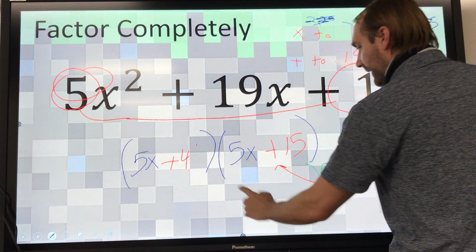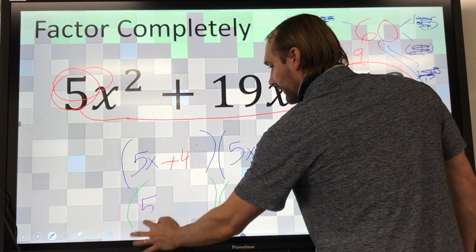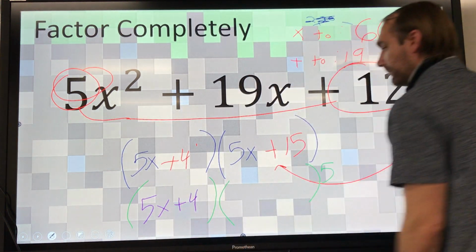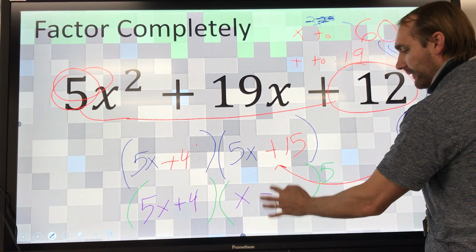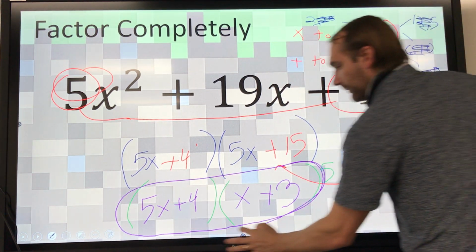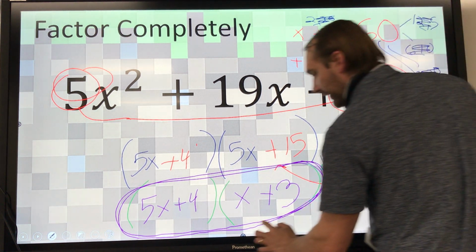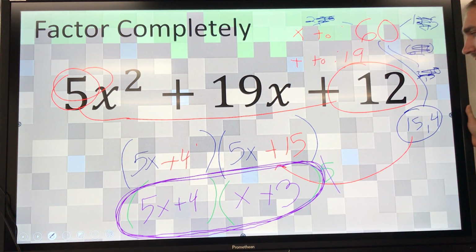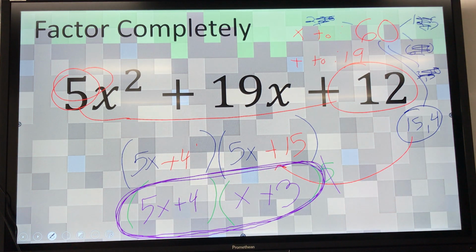So if I take out a 5, that stays the same, 5x plus 4. Take away a 5 from 5x gives me an x, and 5 from 15 is a 3. Now I'm done, after, of course, dropping that 5 out. This is why a lot of teachers don't like this method, because it's like, why did you just get rid of that 5? That doesn't sound algebraic, but there is a proof that proves that this is sound. So my factor for this trinomial is 5x plus 4 times x plus 3.